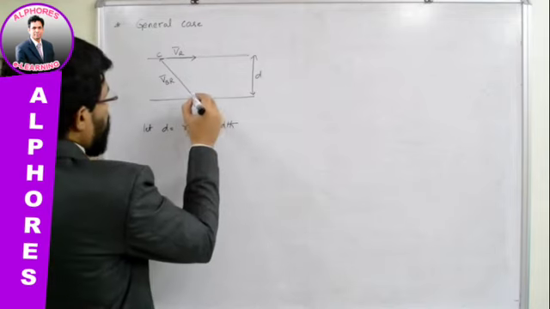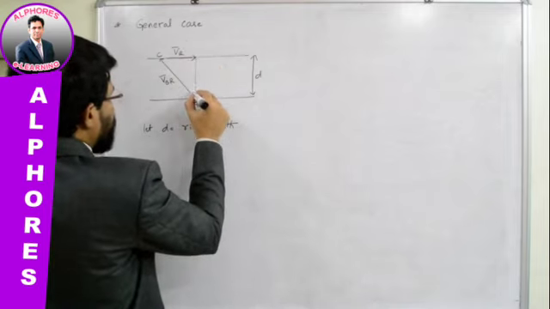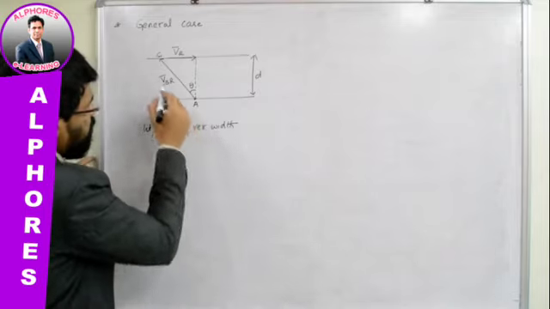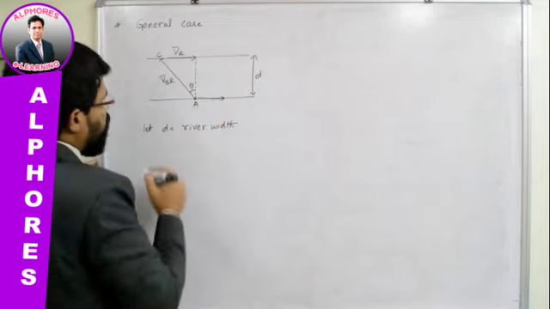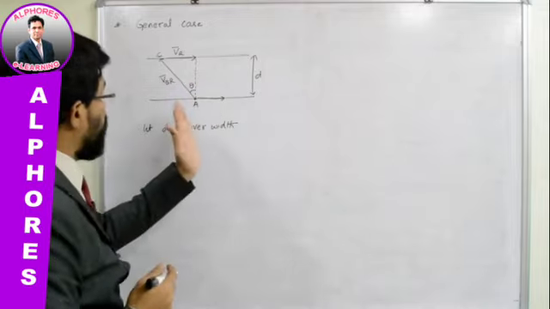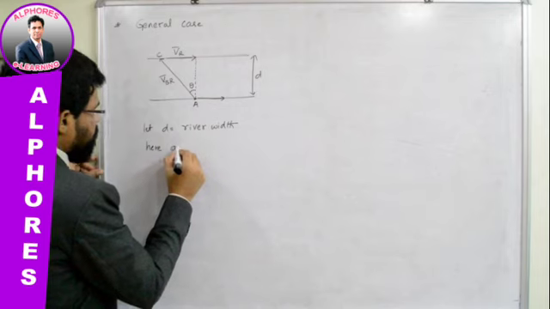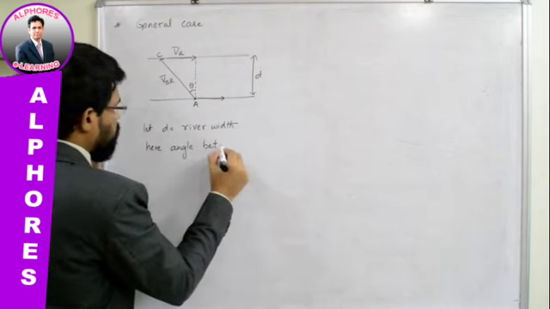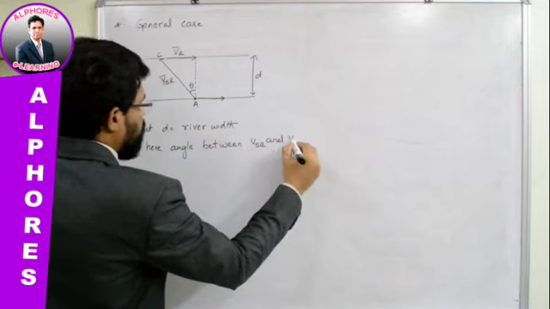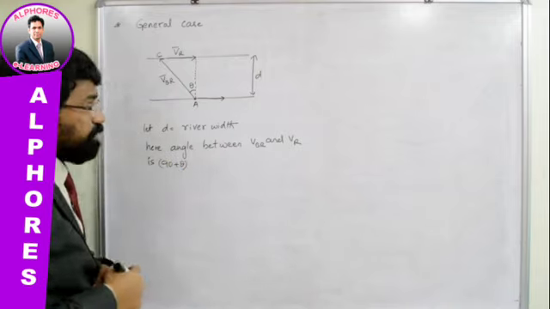Okay. So I'll consider a few more things here. Let us say the angle made by the velocity of the boat with respect to the river with this line is theta. It means in this case, the angle made by the velocity of the boat with the river flow is 90 plus theta. So the angle between VBR and VR is 90 plus theta. This is the angle.